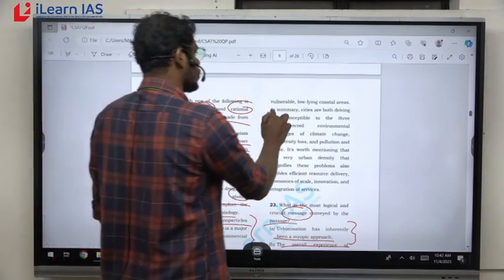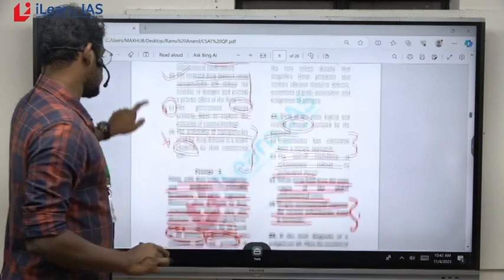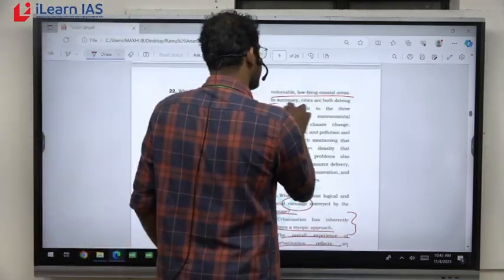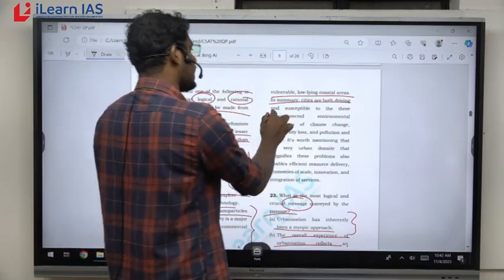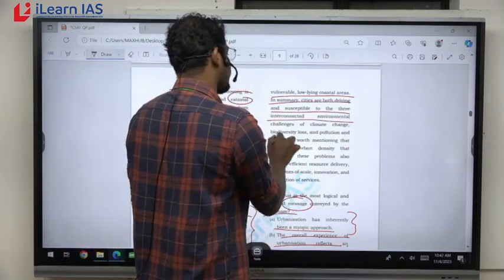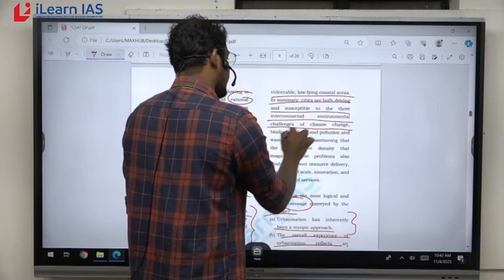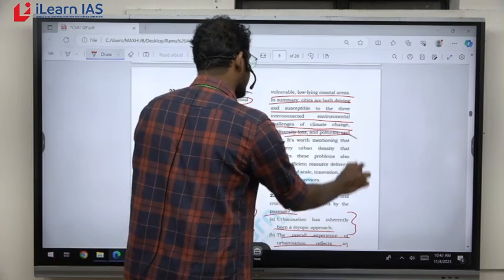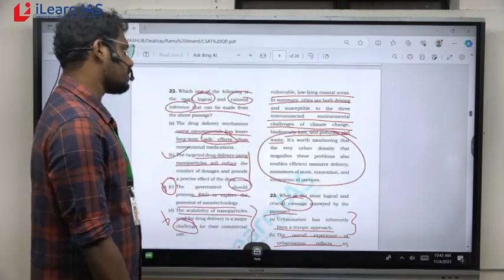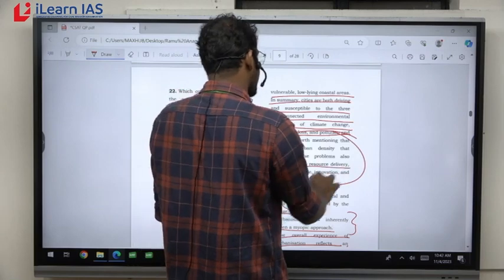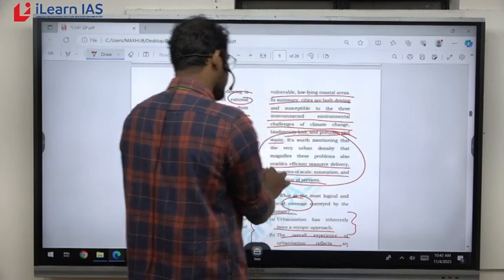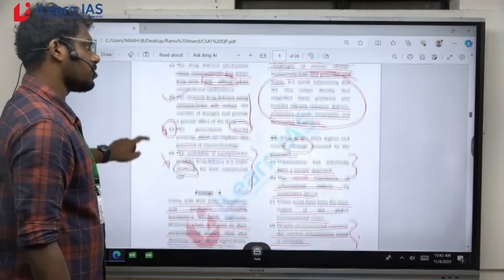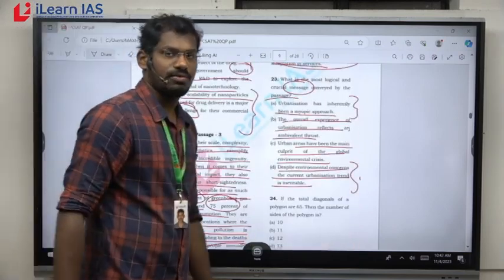in vulnerable low-lying coastal areas. In summary, cities are both driving and susceptible to the three interconnected environmental challenges of climate change, biodiversity loss, and pollution and waste. It is worth mentioning that the very urban density that magnifies these problems also enables efficient resource delivery, economies of scale, innovation, and integration of services. So the urban areas are responsible for many environmental disasters or environmental degradation.